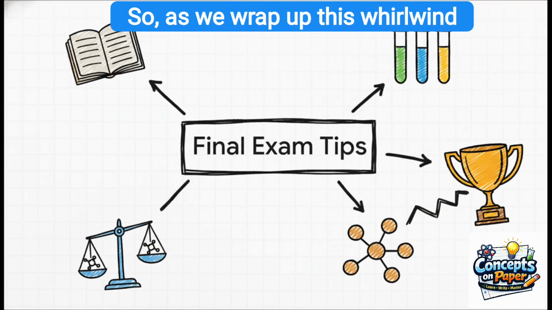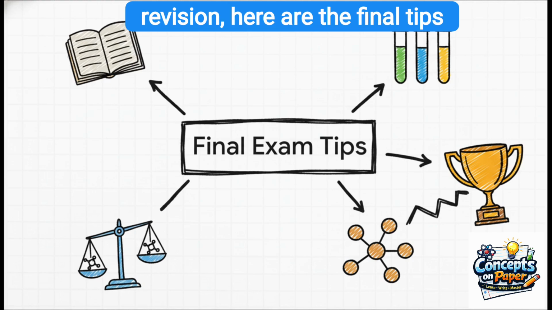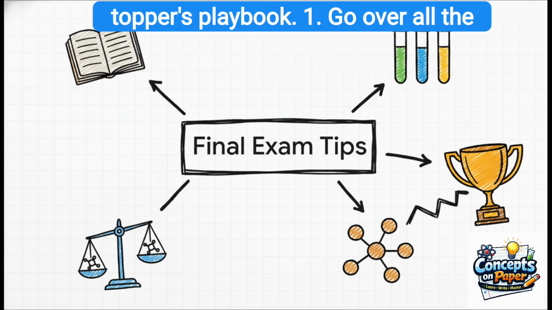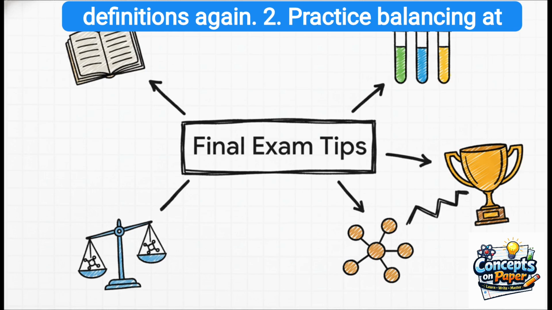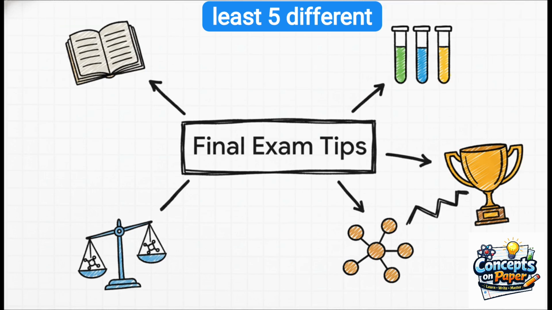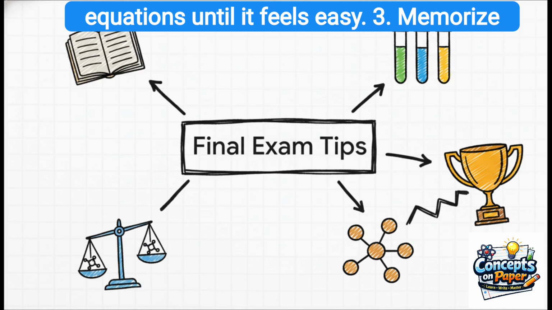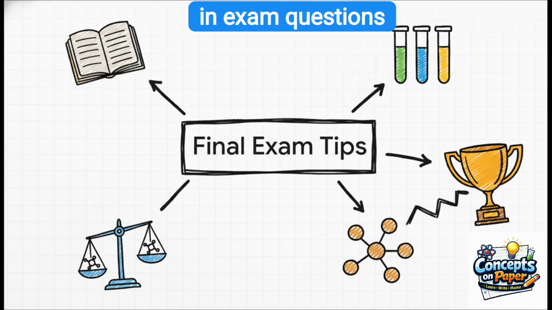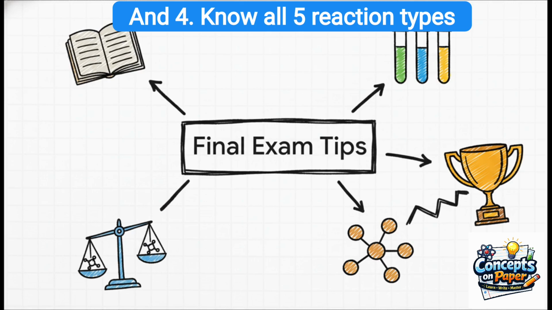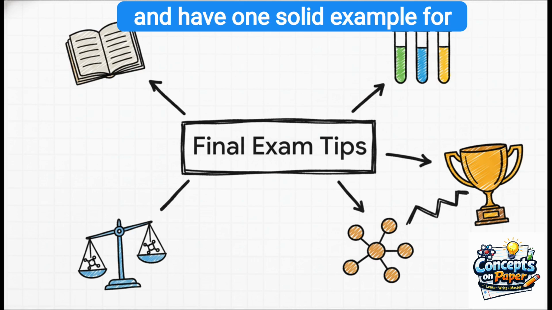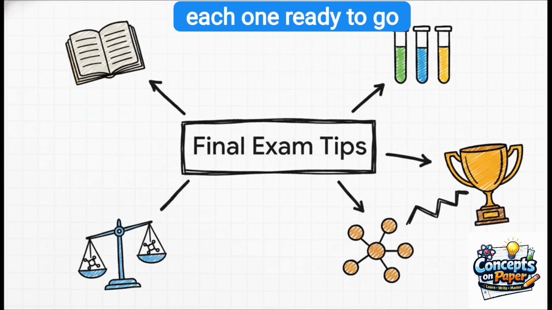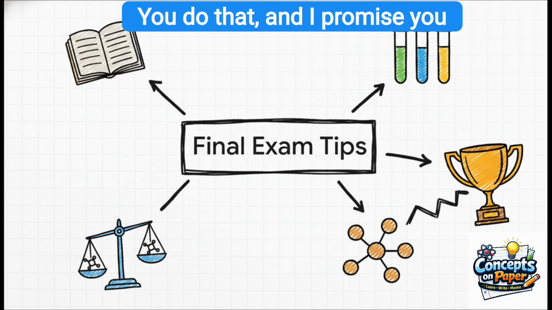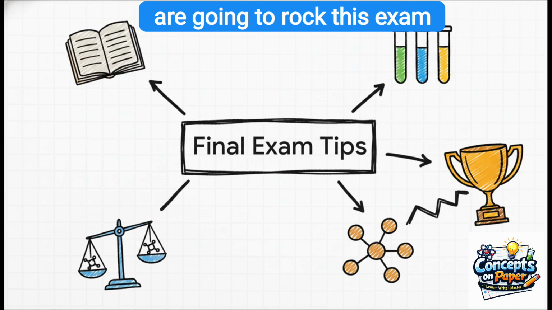So, as we wrap up this whirlwind revision, here are the final tips straight from the Topper's Playbook. 1. Go over all the definitions again. 2. Practice balancing at least 5 different equations until it feels easy. 3. Memorize the colors. They are huge clues in exam questions. And 4. Know all 5 reaction types and have one solid example for each one ready to go. You do that, and I promise you are going to rock this exam.